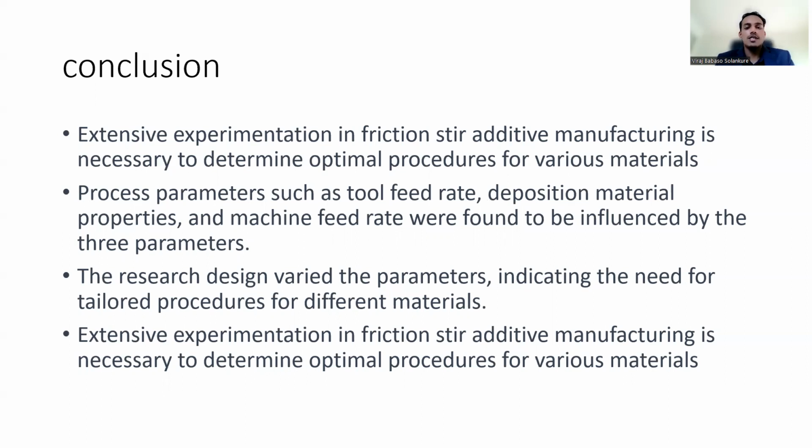Then process parameters such as tool feed rate, deposition material properties, and machine feed rate were found to be influenced by these parameters. The research designs varied the parameters, indicating the need for tailored procedures for different materials. And definitely, extensive experimentation in friction stir additive manufacturing is necessary to determine the optimal process for various materials.